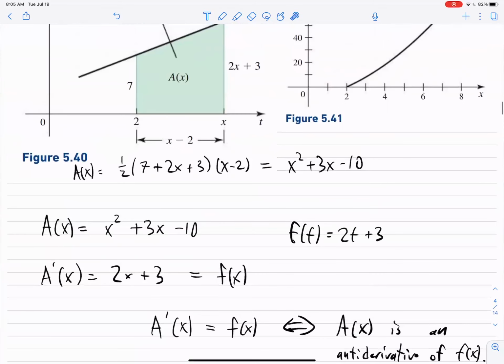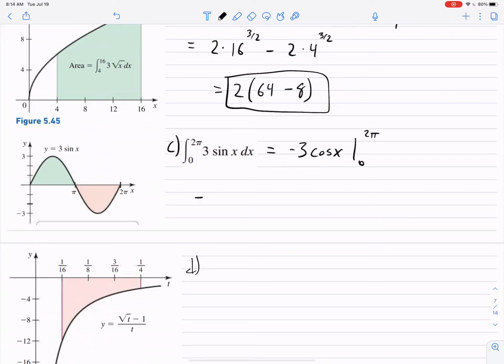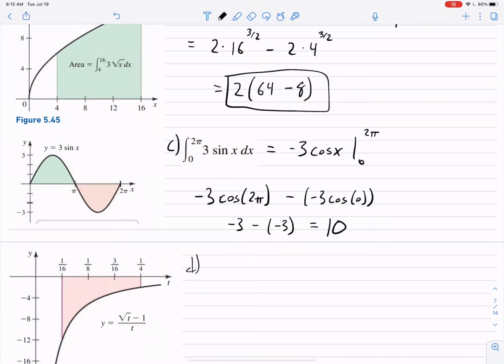And the derivative of negative 3 cosine x is 3 sine x. So it checks out, and we evaluate it from 0 to 2 pi. So it's -3 cosine of 2 pi minus -3 cosine of 0, which are the same thing. This is going to be -3 minus -3 as well. And so this becomes 0. And so the answer is 0, which makes sense because this area cancels with that area.